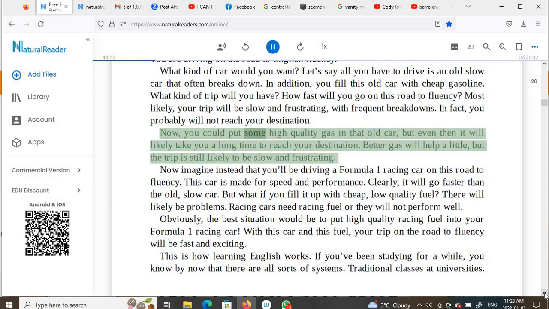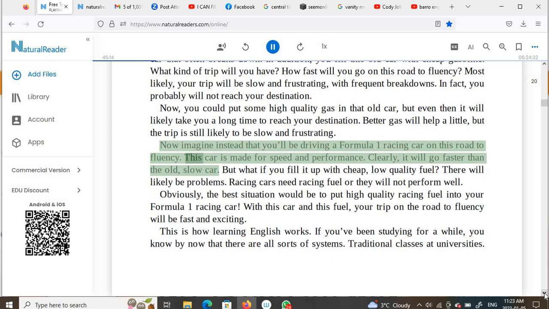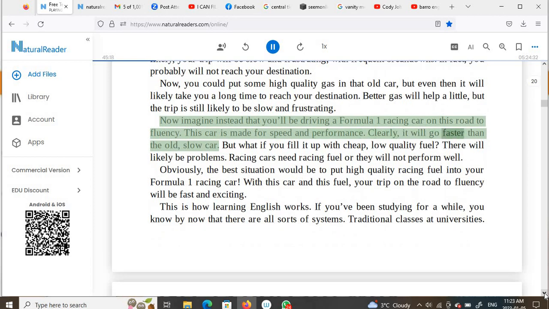Now, you could put some high-quality gas in that old car, but even then it will likely take you a long time to reach your destination. Better gas will help a little, but the trip is still likely to be slow and frustrating. Now imagine instead that you'll be driving a Formula One racing car on this road to fluency. This car is made for speed and performance. Clearly, it will go faster than the old, slow car.